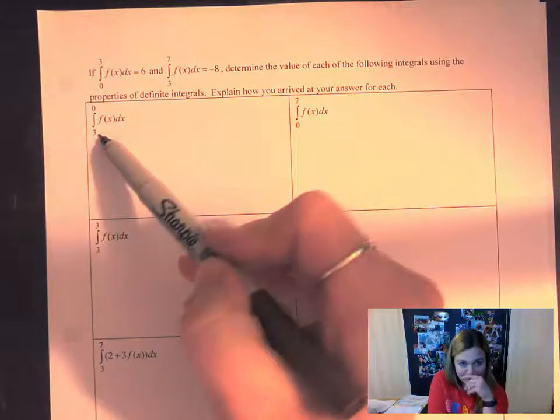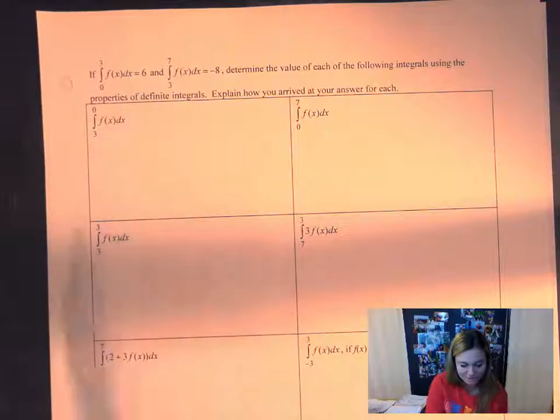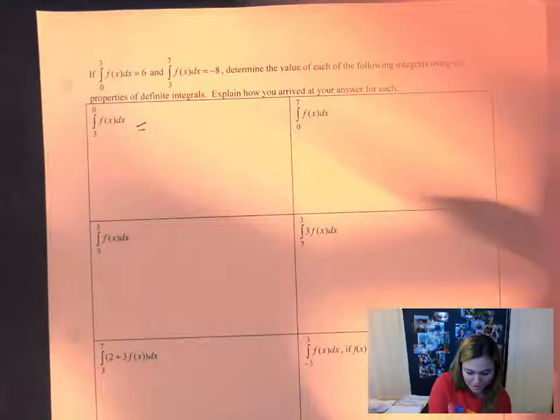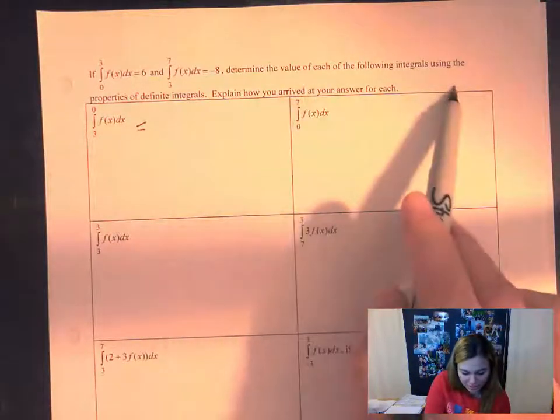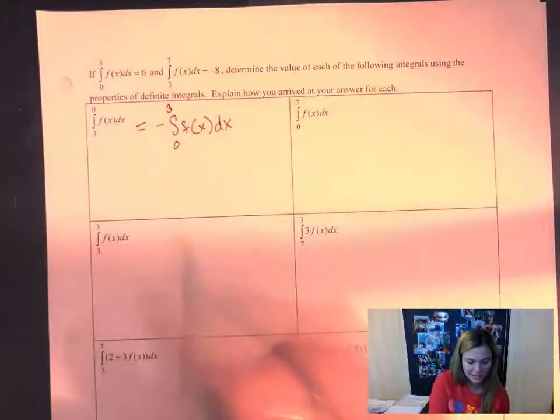So 0 to 3, this says 3 to 0. So let's think about this. Okay, if from 0 to 3, f of x is equal to 6, this one is backwards from that. So what do I do to the answer? And it says determine, using the property of integrals, and explain how you arrived at your answer. I'm just going to write it out. Well, I know that this would just be whatever's flipped, and I make it negative.